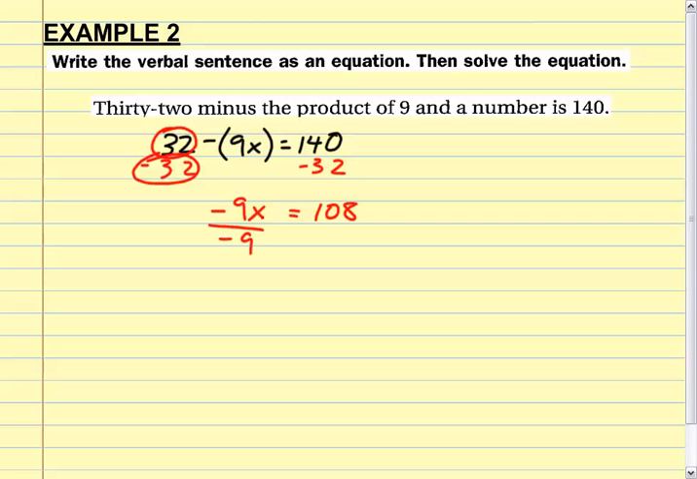What do I do next, Barrett? Divide by negative 9. Awesome. And what do I get? A negative 12. And what do I get on the left side? X. I like it.